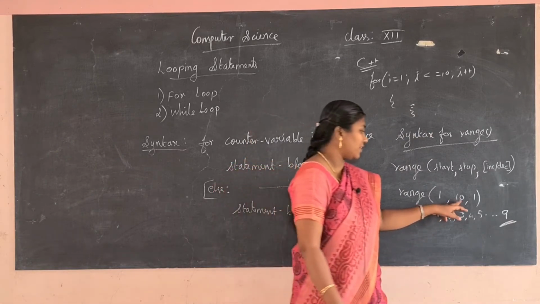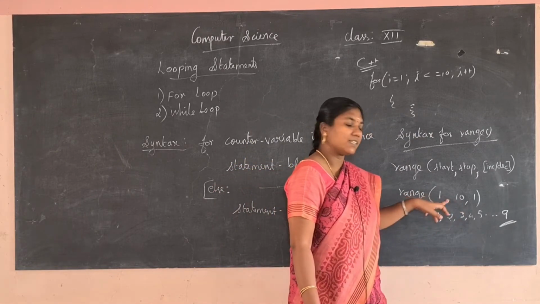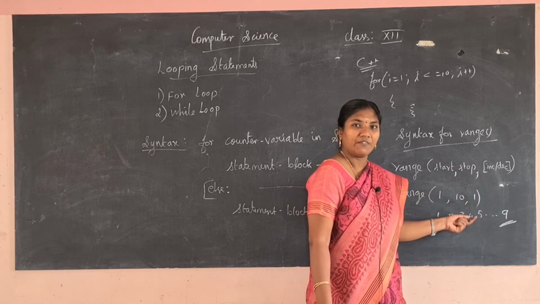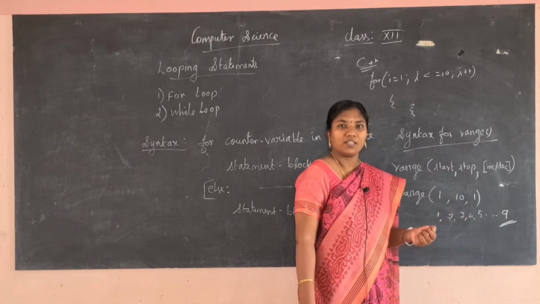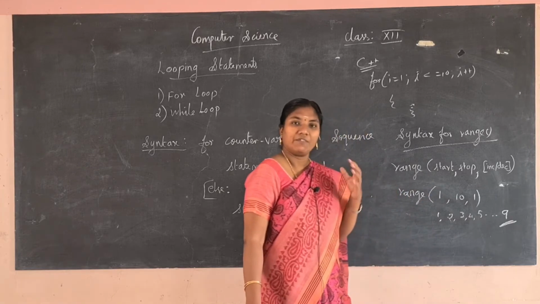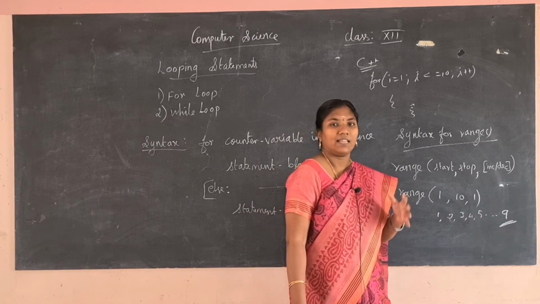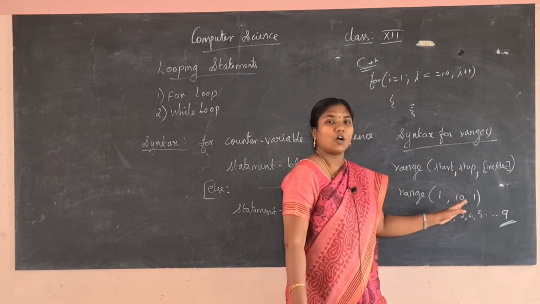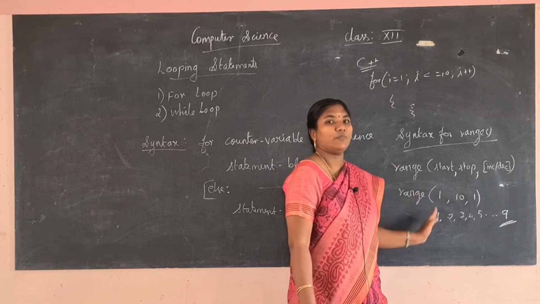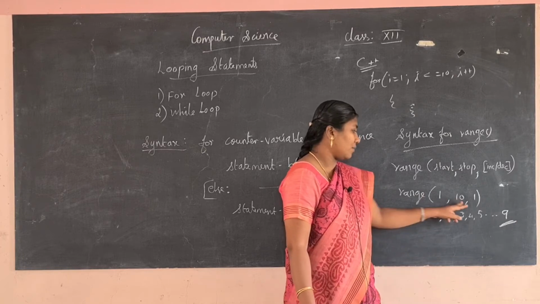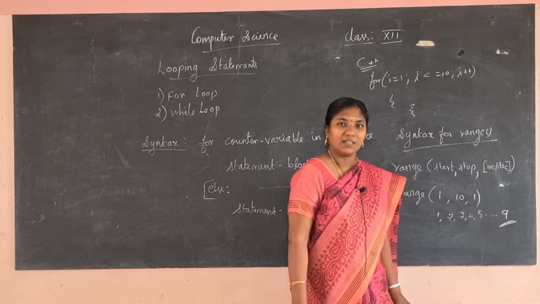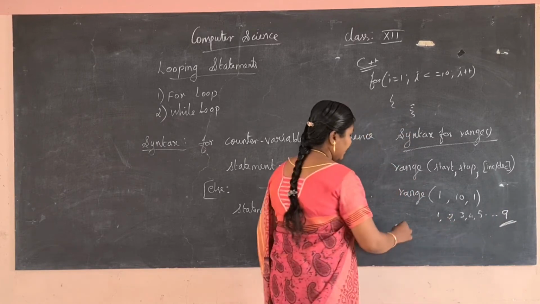So the range function works until the stop value minus 1. If you have given 10, it is up to 9. If you have given 15, it is up to 14, like that. So the stop value minus 1 is the last value executed. So 1 comma 10 means it will take the values from 1 to 9. Clear?